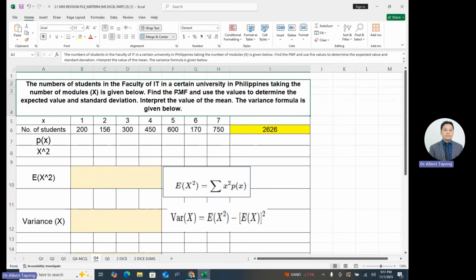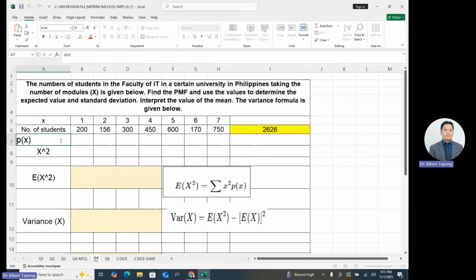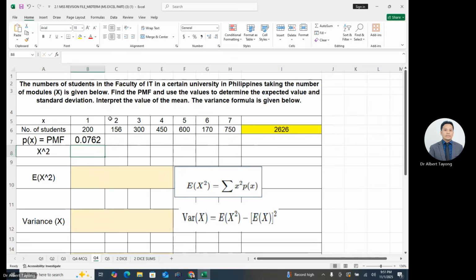So we need to find the PMF. PMF is the P of X. These are the probabilities. So to get this, we need to divide each number by this. So the first one equals 200 divide 2626. So you have to get only the first one and select and drag it to the right. Okay, so very simple. Equals the first number divide 2626. Okay, and select, go to the right, drag to the right.